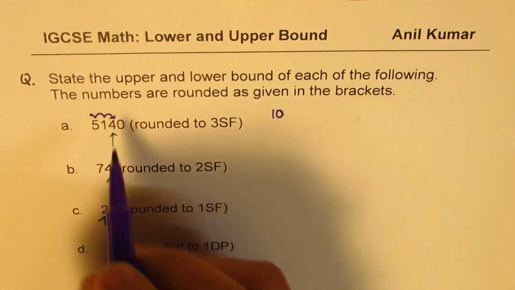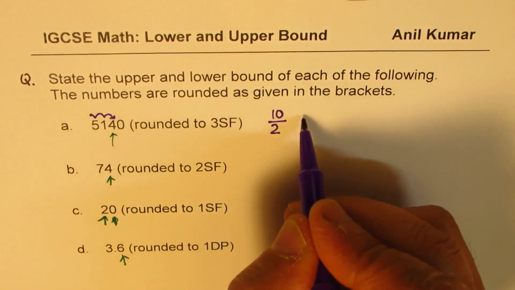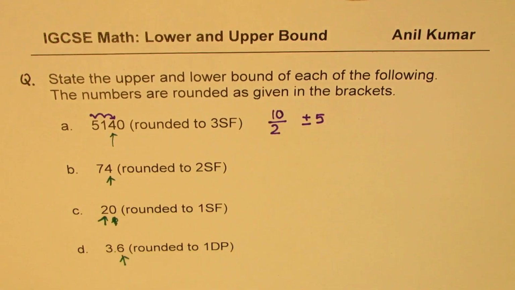So 10. So this place is the tens. We'll divide this by 2. So that means we have to do plus or minus 5, correct? To get a lower and upper bound.